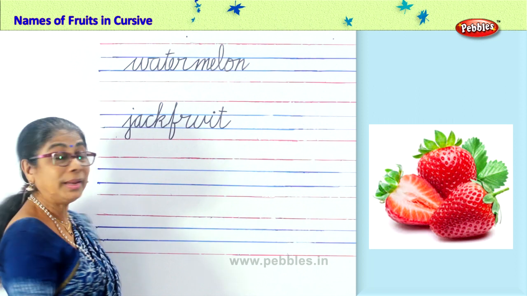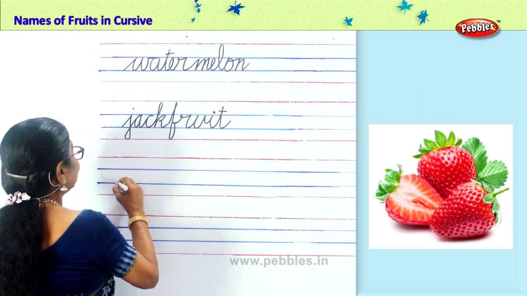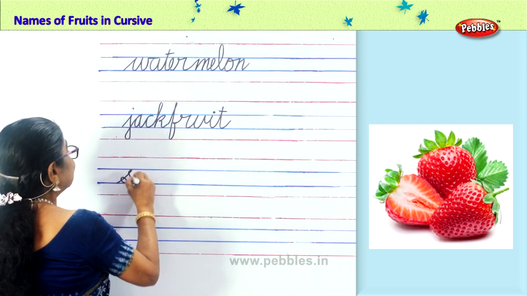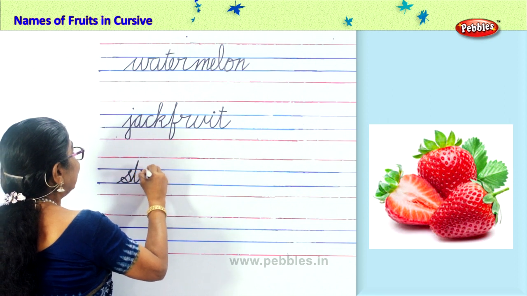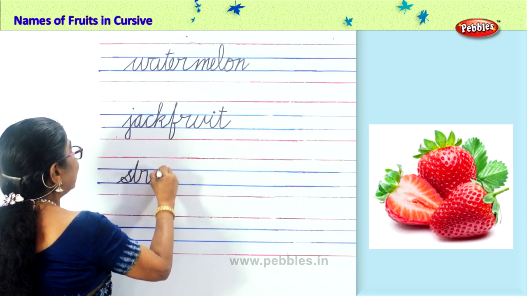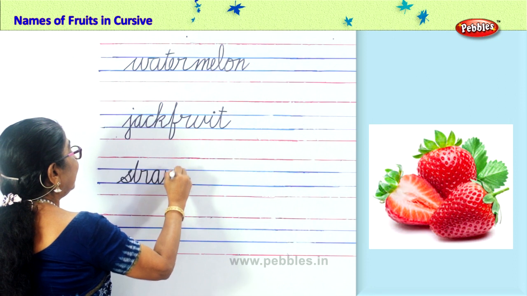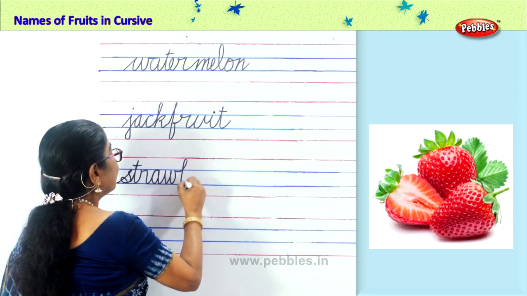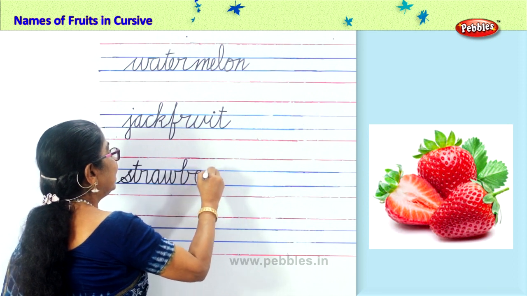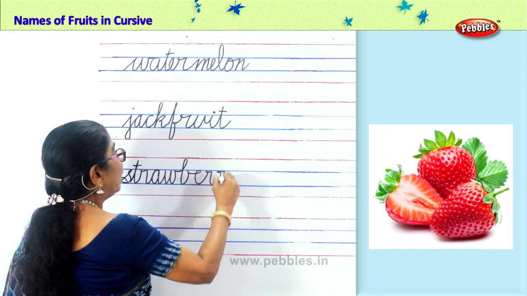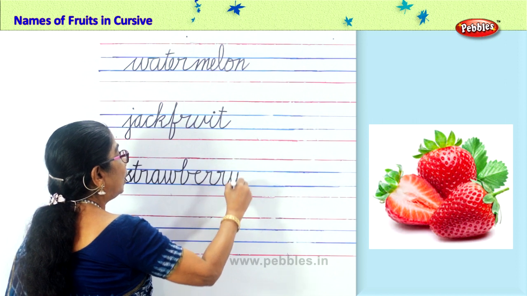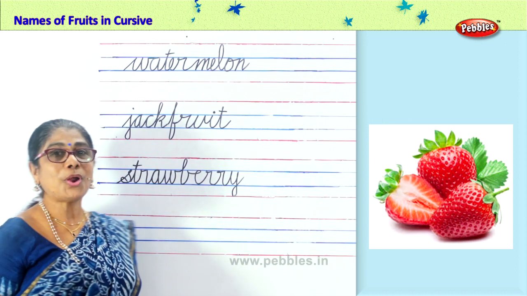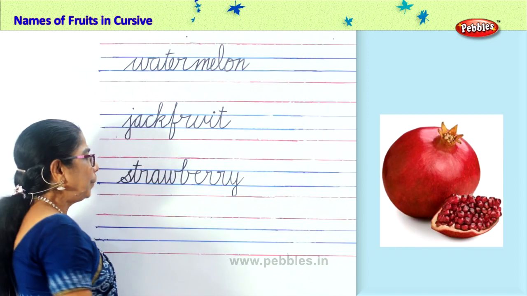You like a bunch of strawberry? Good. S, T, R, A, W, B, E, R, R, Y. Strawberry. Next, pomegranate.